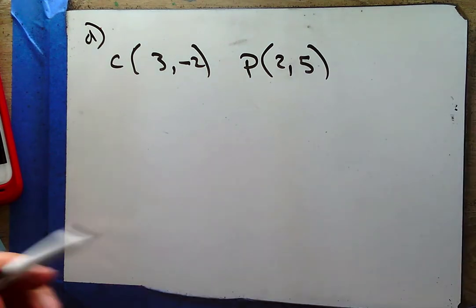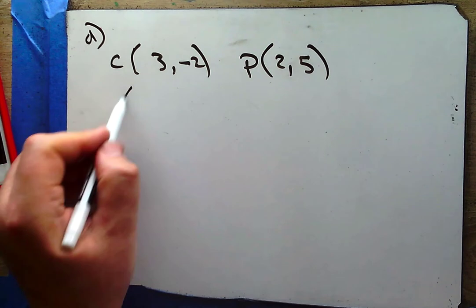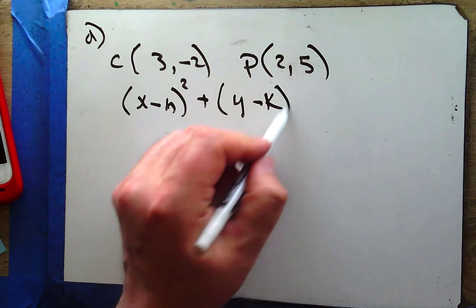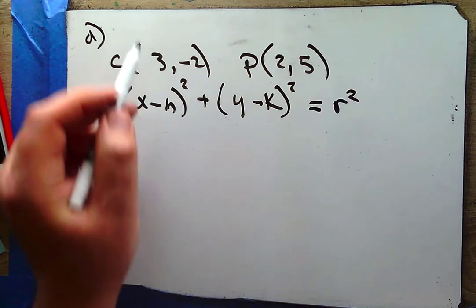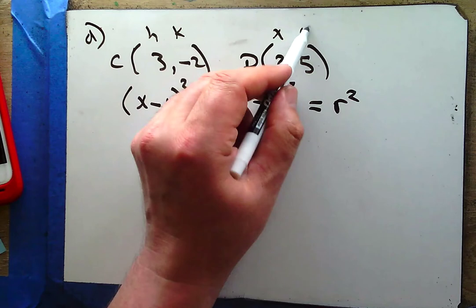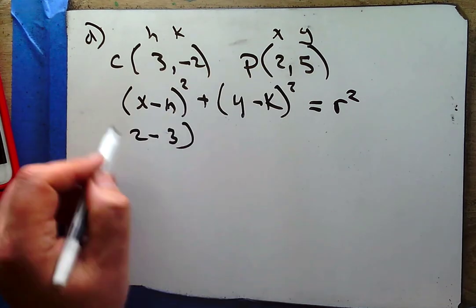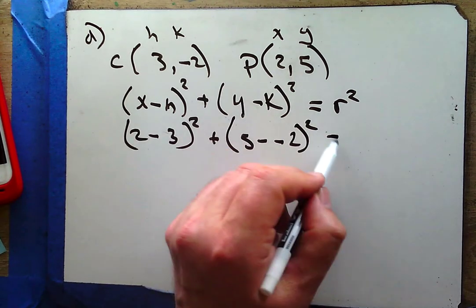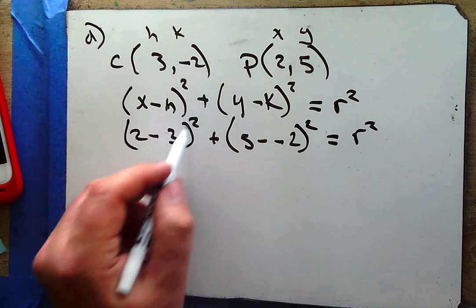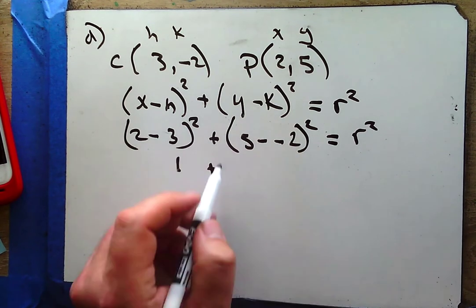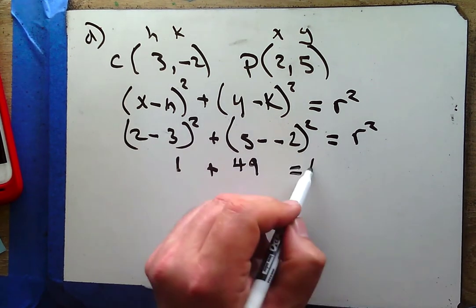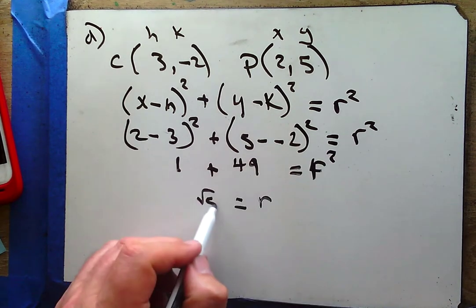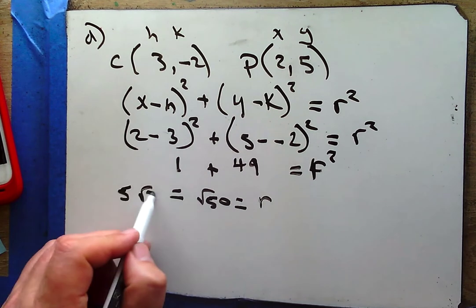All right, well, welcome back. Yeah, I'm going to use that one where we plug values into the equation of the circle. So this is h and k and x and y. So 2 minus 3 squared plus 5 minus negative 2 squared is r squared. I get negative 1 squared, which is 1. I get 7 squared, which is 49. And so I know that r is the square root of 50, which is 5 root 2.